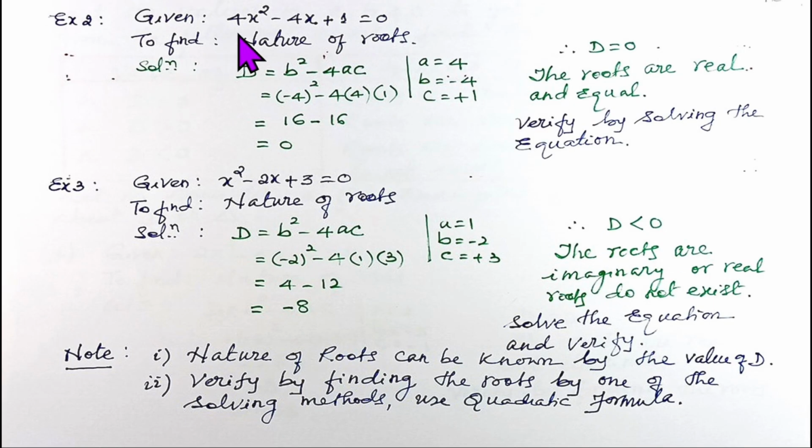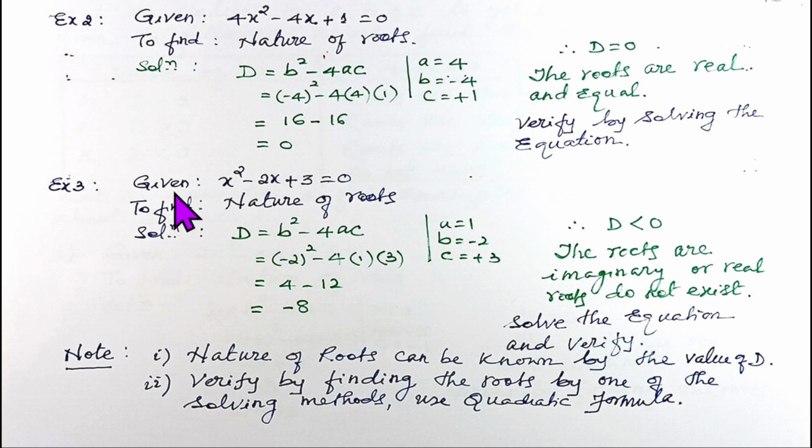Now coming to the next example, given 4x square minus 4x plus 1 equal to 0, we have to find the nature of roots. D is equal to b square minus 4ac. Put the values of a, b and c, we get D is equal to 0. If D is equal to 0, the roots are real and equal. We can again verify that by solving this equation by one of the methods of finding the roots.